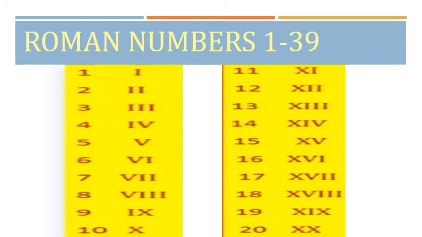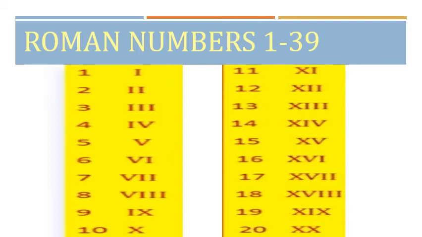13 is written as 10 and 3. X stands for 10. Then III makes it 13. Next is 14. All of us know how to write 4. That is I and V makes 4. So to write 14, 10 plus 4 makes 14.